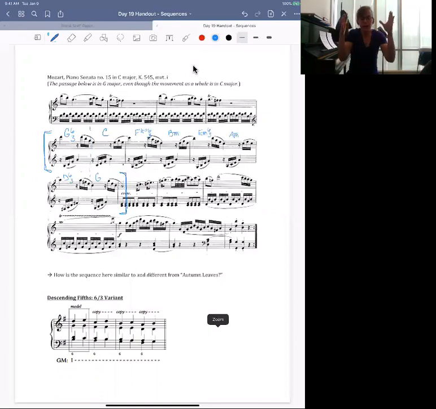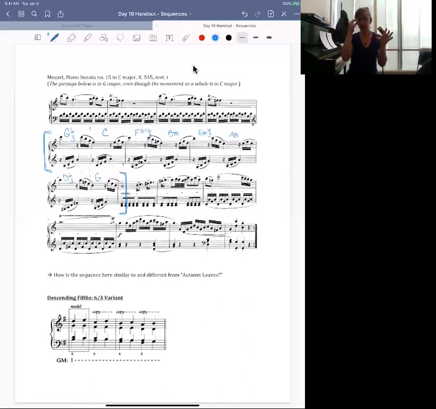Again, we are in G major for this passage. So in fact, everything is diatonic, even though you have notated F sharps, because the movement itself is in C major. This passage is in G major. So the entire sequential passage is in fact diatonic. So we're alternating between these root position triads and first inversion triads.